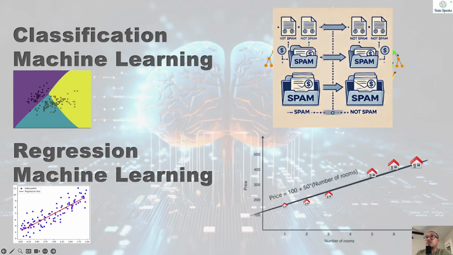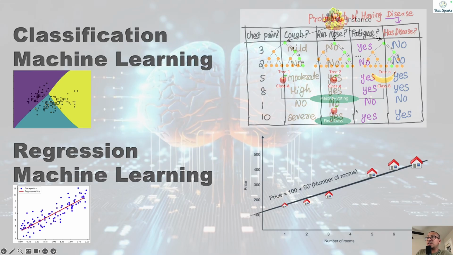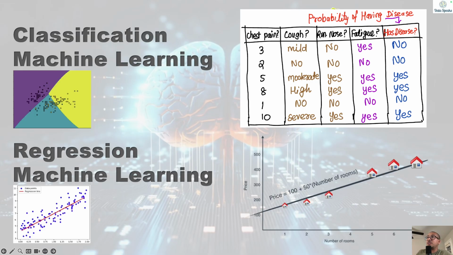Another example can be spam email detection. Given the information in the email, the classification machine learning model will predict whether that email is spam or not spam. Given the patient's information, different symptoms, different diagnostics, the health condition of a patient, the machine learning model will predict whether a patient has a certain disease or does not have it. In other words, it will predict the patient's likelihood of having a certain disease or not.